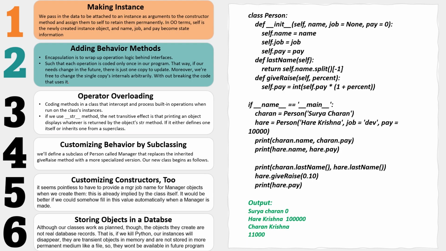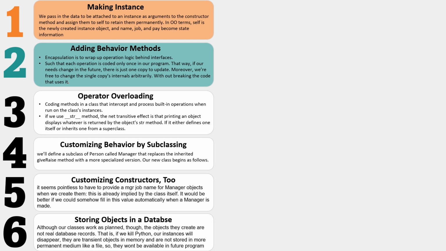Now we will move on to step 3, that is operator overloading. At this point, we have a fairly full featured class that generates and initializes instances, along with two new bits of behavior for processing instances in the form of methods. Basically, they are pairize and last name methods. So far, so good. I hope you guys are enjoying it.